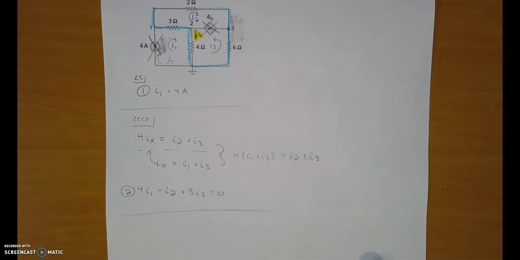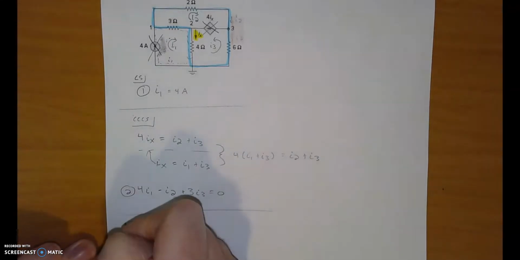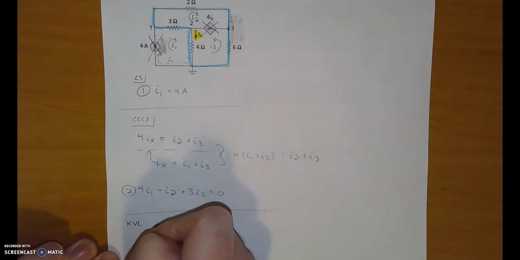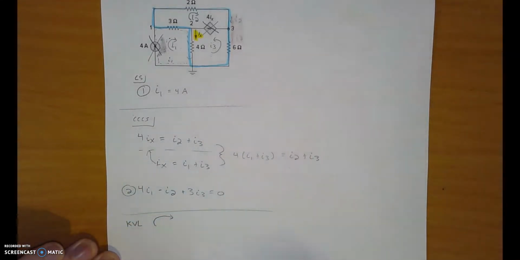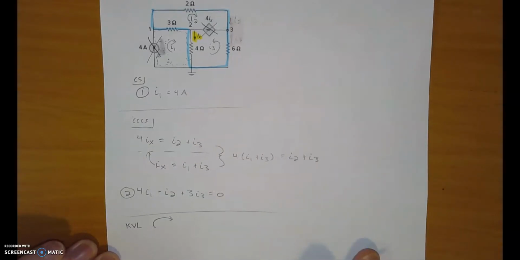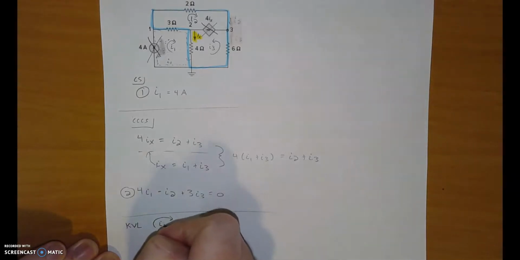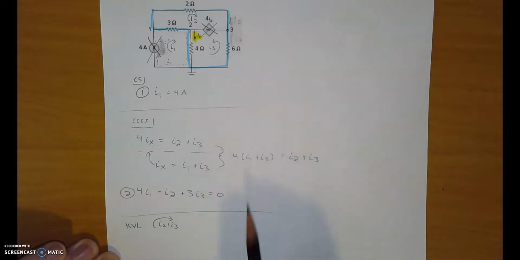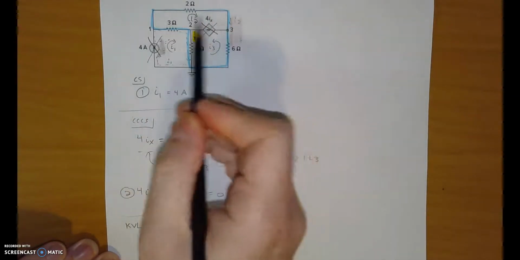And I'll see if I can keep it on the page as I write. So we're going to do a KVL, and you can go either direction, it doesn't matter. So I'm going to go clockwise just because that's the convention I normally go. But if you choose counterclockwise, just make sure you actually go counterclockwise around the loop. You'll see what I mean in a second. And this is going to be I2 plus I3 because it encompasses the I2 and the I3 meshes.